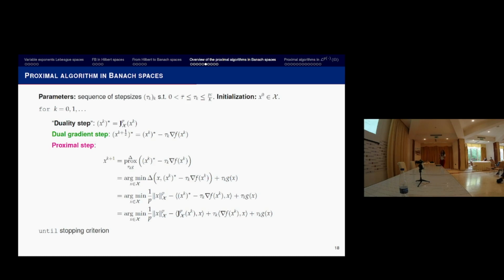So let's see now again the steps that we have to compute. At first we have to compute the duality step, so we take xk and move it to the dual space with the duality maps. Then we compute the dual gradient step, and then we compute the proximal step, and so if we plug in the definition of prox and the definition of distance delta, we retrieve the updating rule that I showed you in the slide before, in the bottom line.